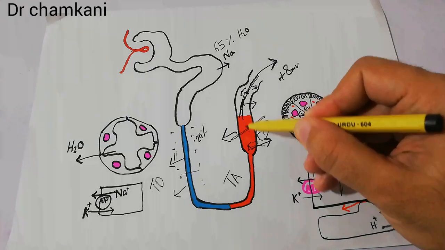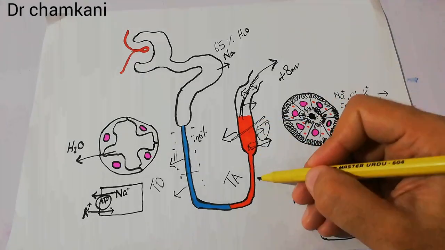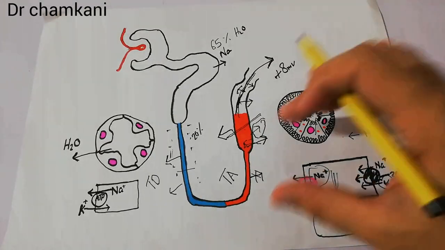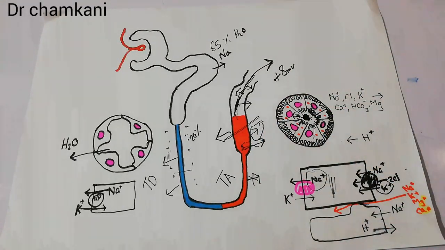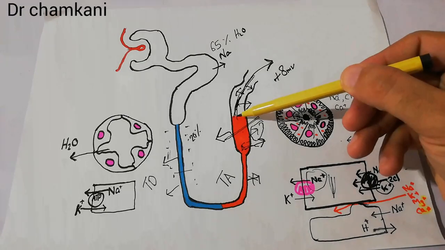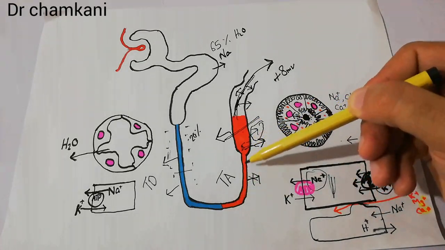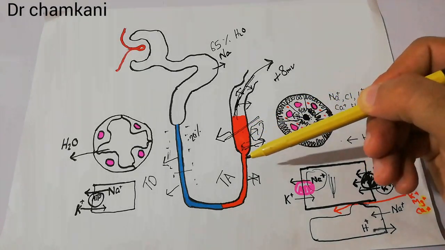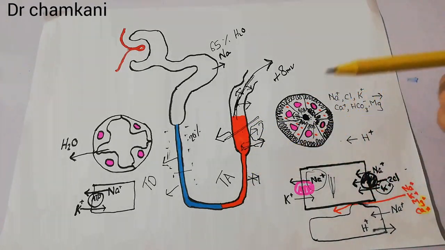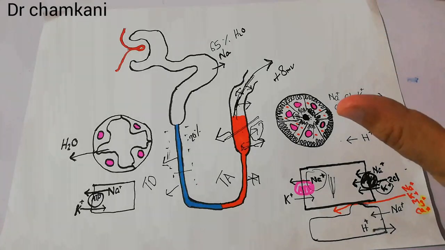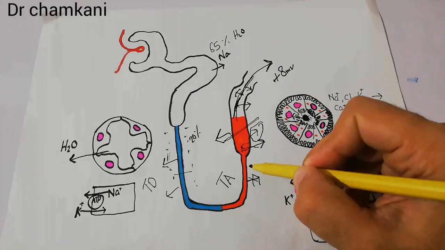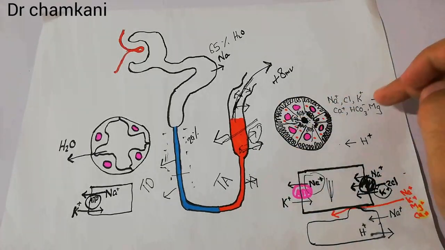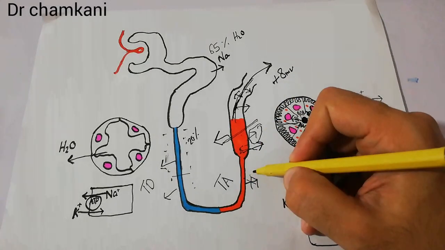This area has been shown in red and orange color, and water cannot move this way. Water cannot be reabsorbed from this tubule into the surrounding interstitial area. So the cells present in these areas, in the thin ascending and the thick ascending, have tight junctions. They will not allow water to move from these tubules to the interstitial area. But there is slight reabsorption of some ions like calcium, magnesium or sodium in the thin ascending segment.